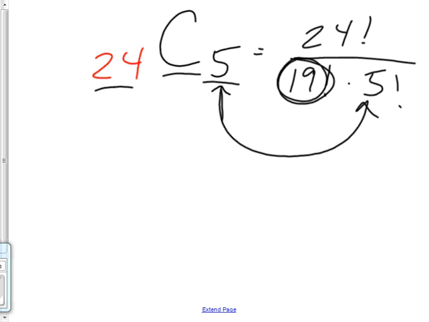Everybody clear your calculator. Get the calculator cleared off, and then type in just a 24. And then we have to type the C function, and I'll show you where it is. 24C5 is what we want, right? How do you get a C in there? It's under Math, and then PRB for probability. Math, PRB. You arrow to the right until you get to PRB, and then it's the one that says nCr on it. I'm going to pause for a second while I pull that.